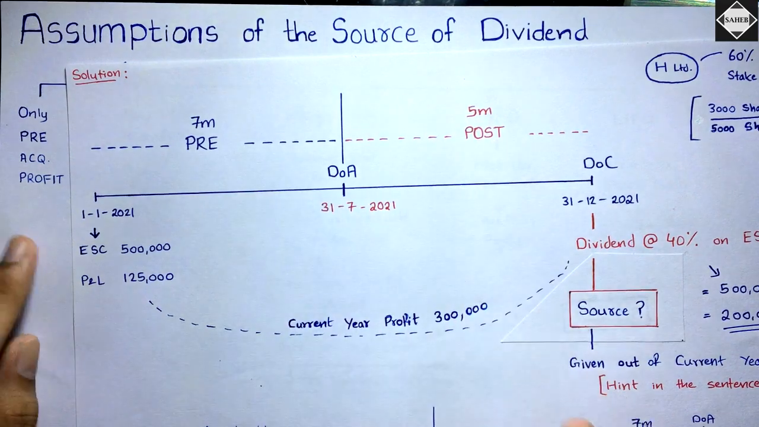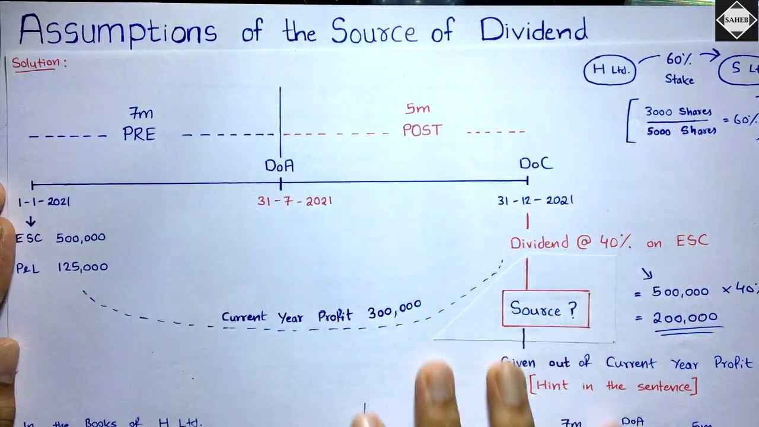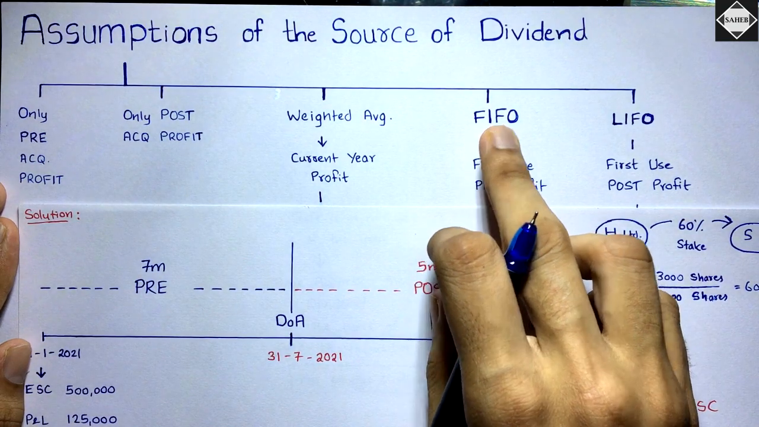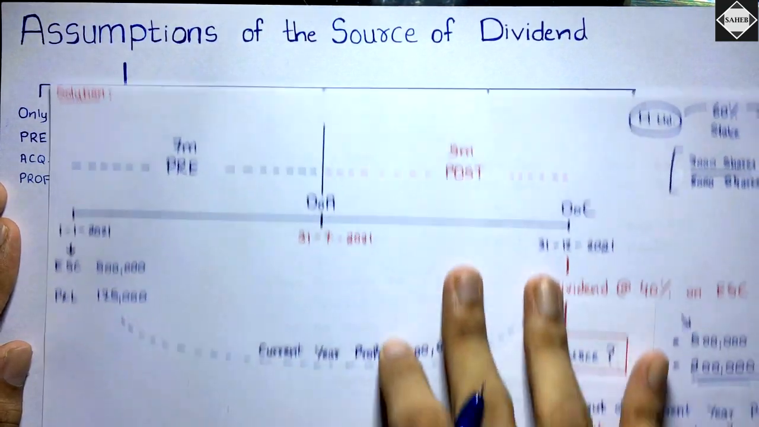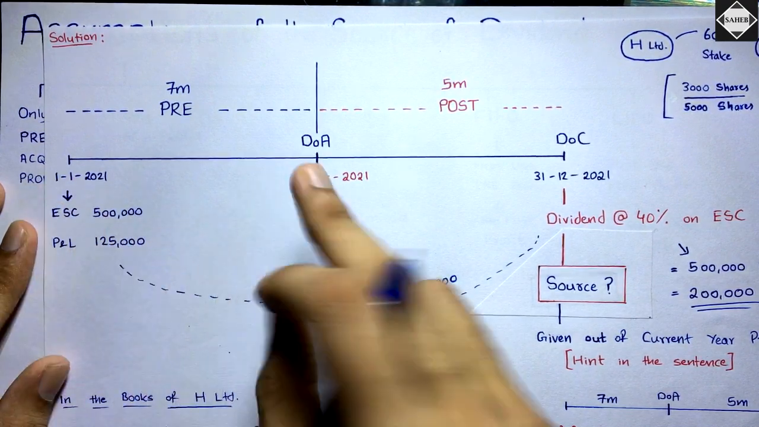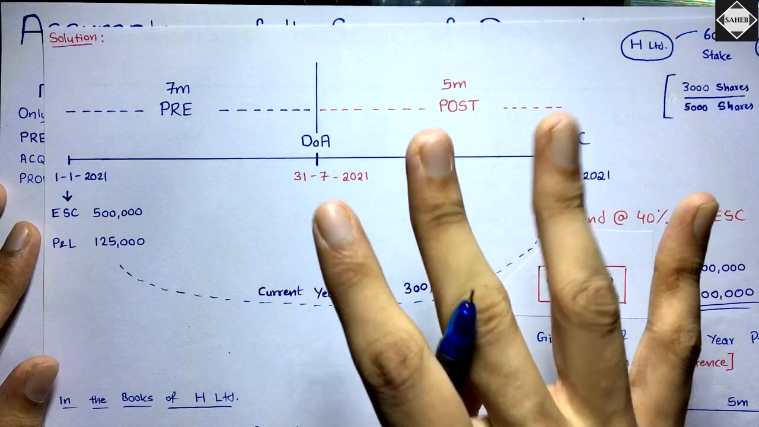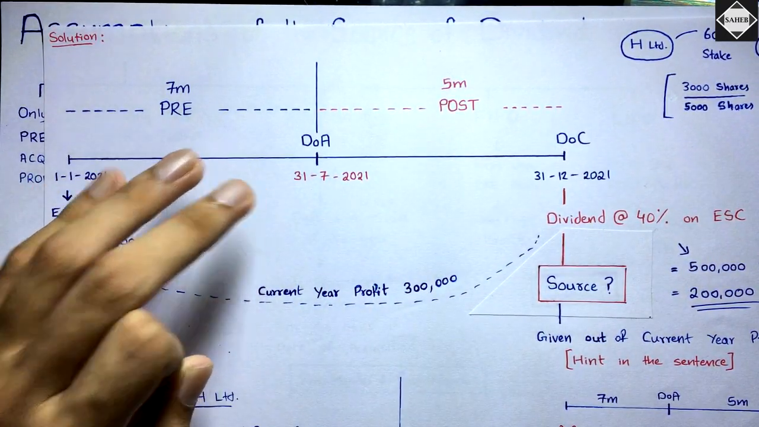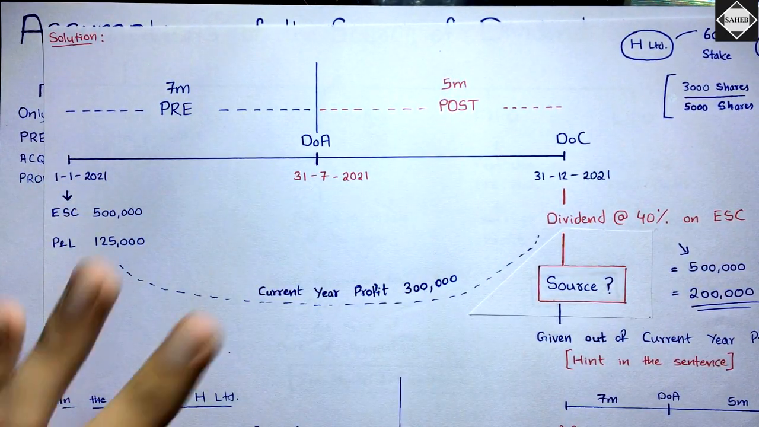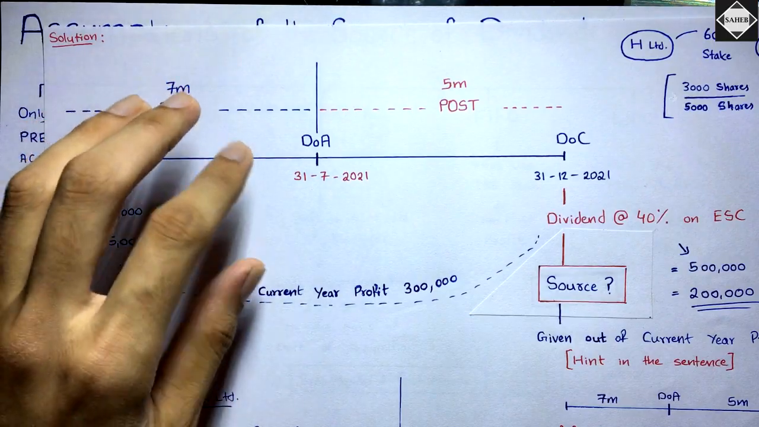But now for example, let's say the dividend was 4 lakh and you made a FIFO assumption. If you do that, then what will happen? You have 3 lakh in the pre-acquisition period. The profit you have here is how much? 3 lakh. But the dividend is 4 lakh. So what will you do? 3 lakh from the pre, 1 lakh from the post. Do you get it? It's simple. First you will use the pre-profit and then the post-profit.